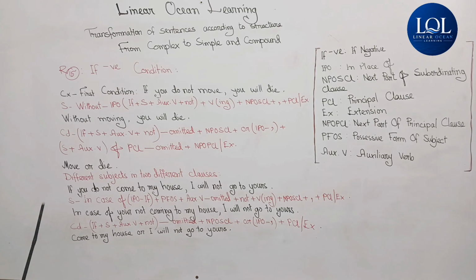To put it into compound sentence, you have to follow this structure. If plus subject plus auxiliary verb plus not omitted. Then next part of subordinating clause, come to my house, or in place of comma plus principal clause or extension, I will not go to yours. So the compound sentence is, come to my house or I will not go to yours.